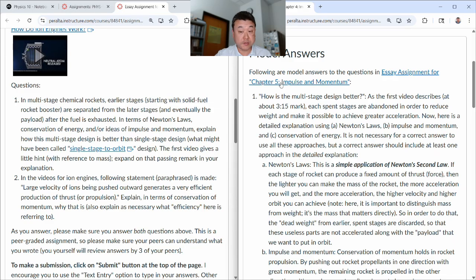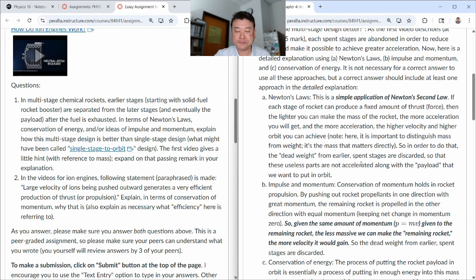So, question, how is the multi-stage design better? As the first video describes, at about the 3 minute and 15 second mark, each spent stage is abandoned in order to reduce weight and mass and make it possible to achieve greater acceleration. Now, here is a detailed explanation using A, Newton's laws, B, impulse and momentum, and C, conservation of energy. It is not necessary for a correct answer to use all these approaches, but a correct answer should include at least one approach in the detailed explanation. So this is like 3 times what would be a full credit answer.